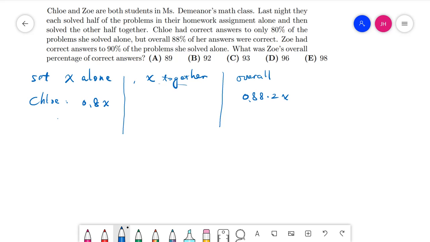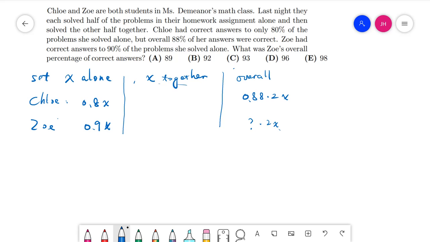Okay, so now let's check Zoe. Zoe had 90% of the problems she solved alone correct. So that's 0.9x. She has so many problems solved correctly. And then we want to know what's the overall percentage of correct answers for Zoe. Okay, so this we don't know for overall.